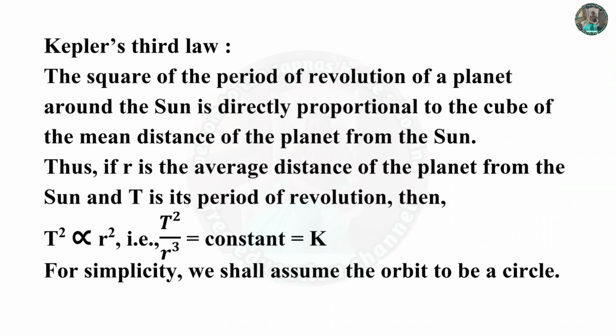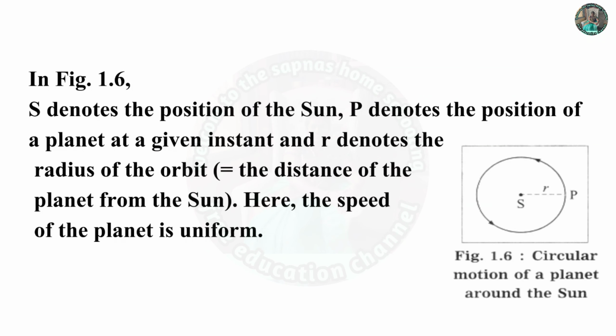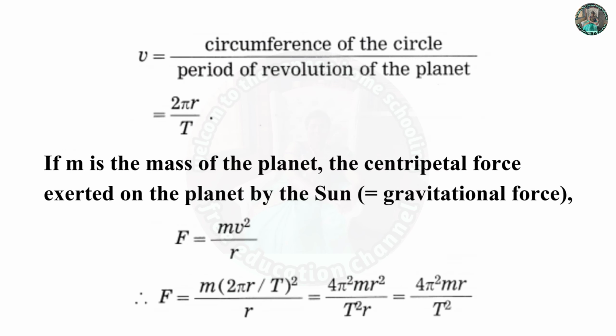For simplicity, we shall assume the orbit to be a circle. In figure 1.6, S denotes the position of the sun, P denotes the position of the planet at a given instant, and r denotes the radius of the orbit, equal to the distance of the planet from the sun. Here, the speed of the planet is uniform. v is equal to circumference of the circle upon period of revolution of the planet, equal to 2 pi r upon T. If m is the mass of a planet, then centripetal force exerted on the planet by the sun is equal to gravitational force. F is equal to m v square upon r.